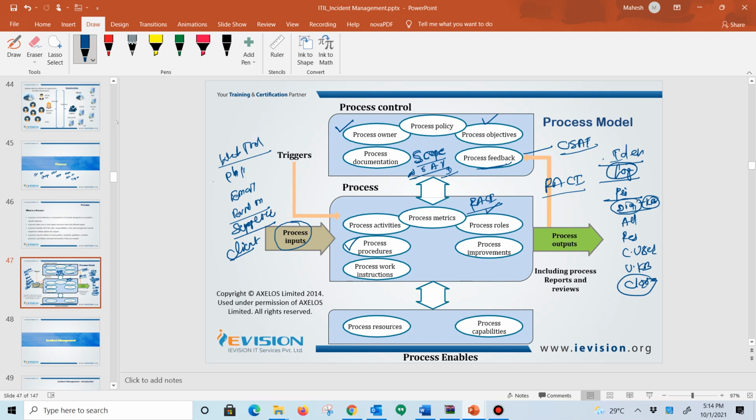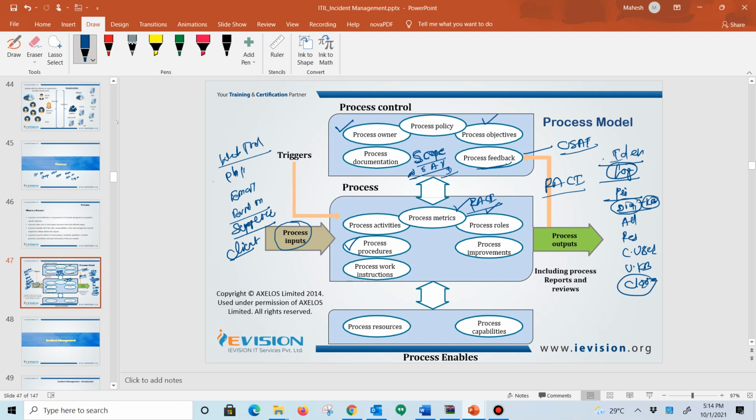Process improvements: with respect to process improvements, now this can be based on the metrics you have defined. You can review the metrics on a periodic basis, maybe weekly or monthly, and see what improvements you can bring to the process activities.